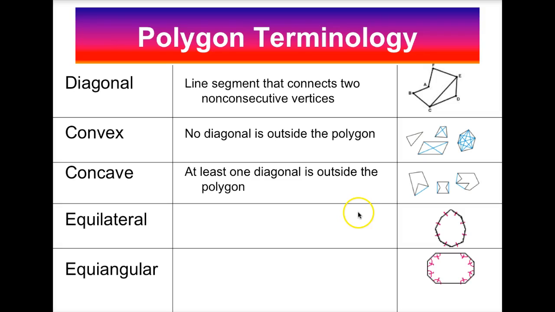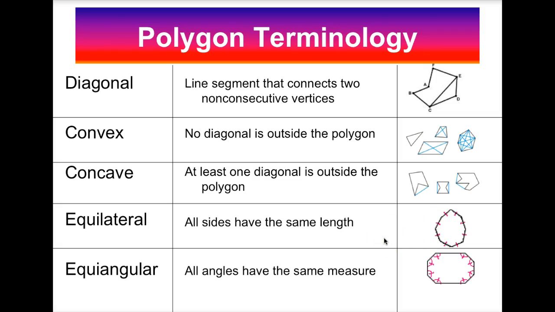What about equilateral and equiangular? They really mean the same thing, equal. Equilateral means equal sides. All sides have exactly the same length. Notice these red congruency marks. That's telling you that each side is congruent or equal to each of the other sides. And equiangular is all angles have the same measure. Notice these types of congruency marks telling you that all the angles have the exact same measure.